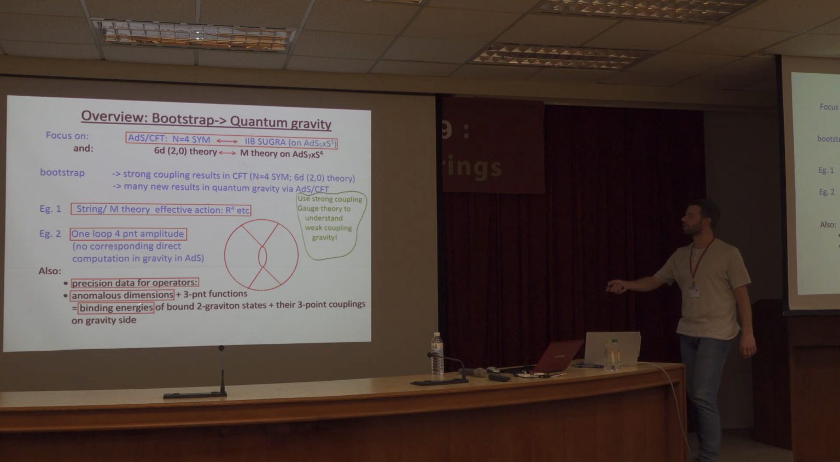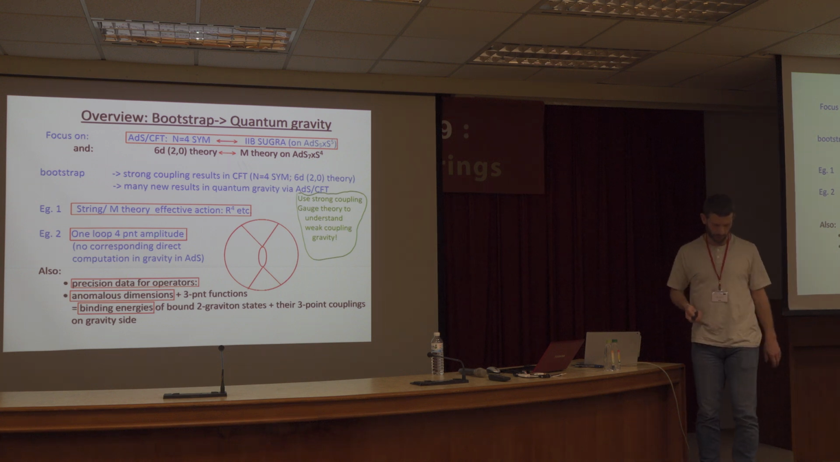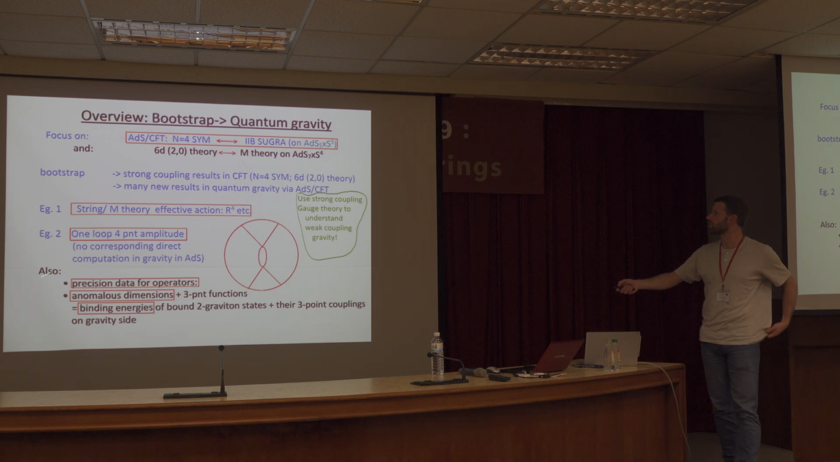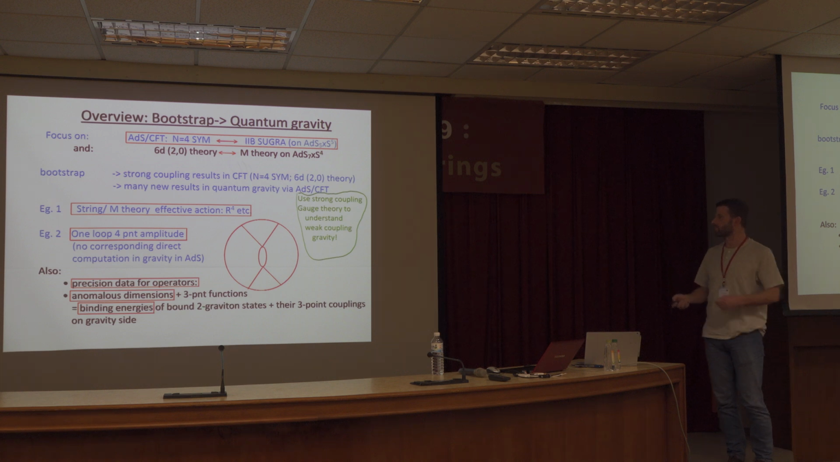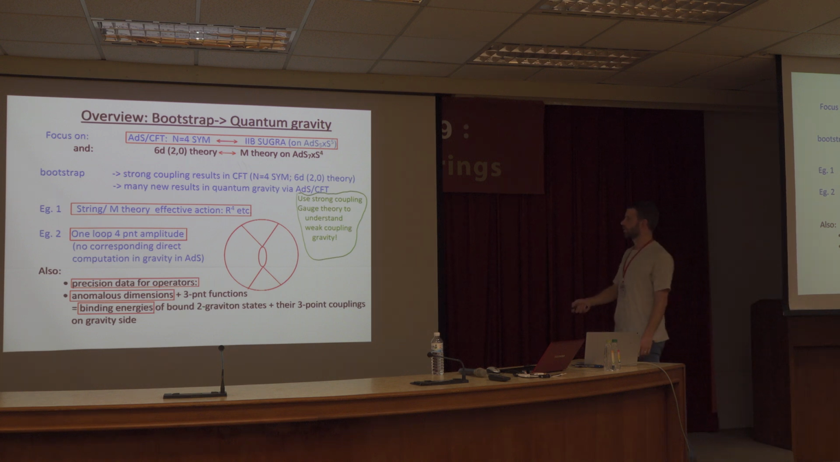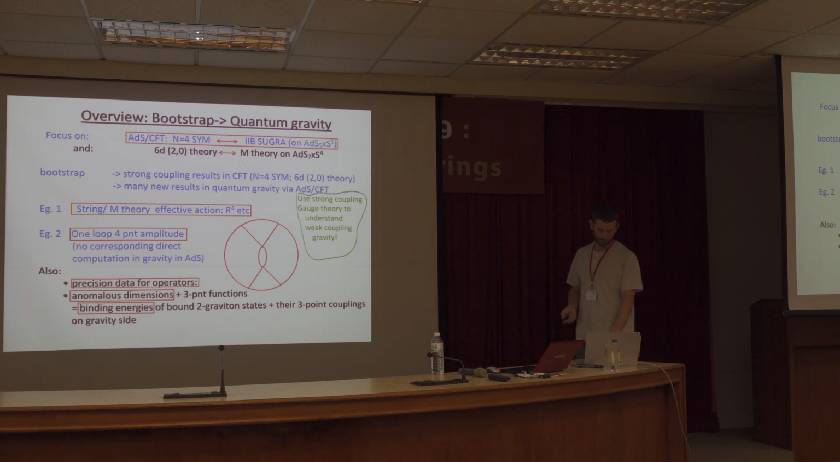But AdS loop calculations are very difficult, so nobody's done that. Along the way, as we'll see, to get this we need to do some unmixing, and we get a lot of precision data for operators. In particular, we'll get anomalous dimensions of all two-particle states. I'll define this in a moment. So, roughly speaking, these are binding energies of bound two-graviton states, and they're computed to leading order.